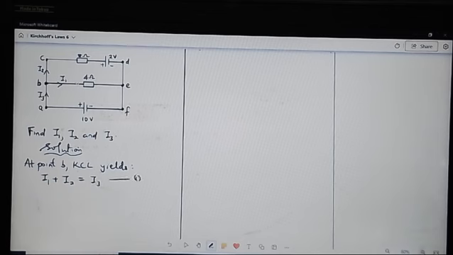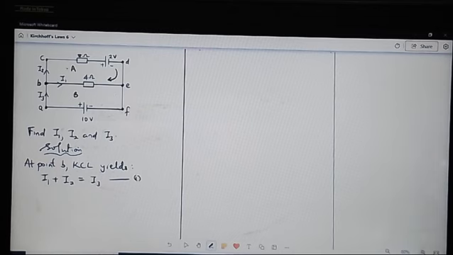Then the next step is to apply Kirchhoff's voltage law to each of the loops. Let's call this one loop A and this one loop B. Having identified them as loops A and B, let us assign an arbitrary direction of current flow. I choose clockwise. You can choose anti-clockwise. You'll still get the same answer.